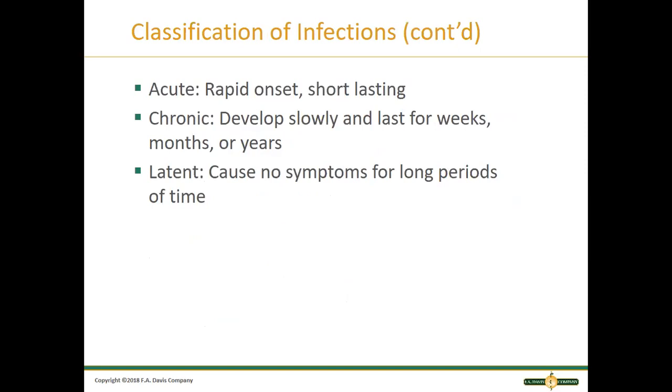Acute, that is a very rapid onset and it's very short lasting. It's just an acute phase. Chronic, it develops very slowly and it can last for weeks, months, or years. That's a chronic infection. And then a latent classification is where it causes no symptoms for long periods of time.